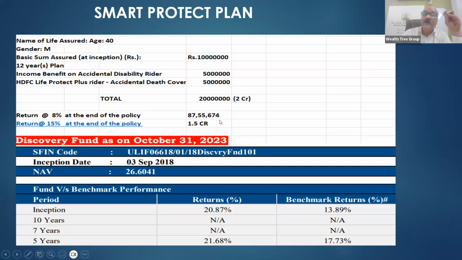And you are going to get a return of 21.68% from the last 5 years. That is the average return. And it has beaten the benchmark indexes. According to IRDA rules, life insurance companies generally show the return only at 8%, because that is the rule. They only have to show 8% returns in the illustration. That is also coming around 87 lakhs 55,000. And after 5 years of paying this policy, you have an option of taking part withdrawals also till your life is covered. So this is the beauty of this plan.